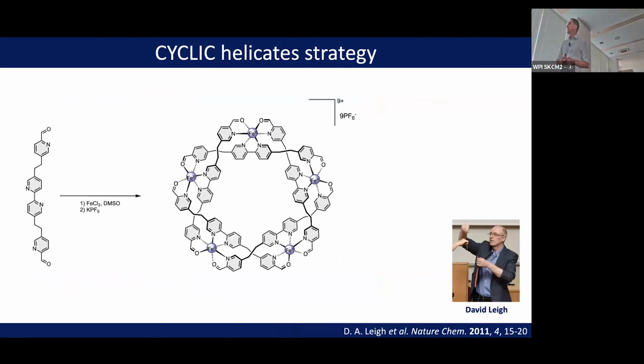So the first example that the lead group reported was based on prior work which has been performed several years earlier, and it was known that this, or a slightly different version of this thread, was able to assemble around iron to form a pentahelix, so 5 threads. So here we're using a different metal, it's iron, the geometry is different, this is an octahedral complex, but the idea is the same, the metal is still here to pre-organize your system, it acts as a template.